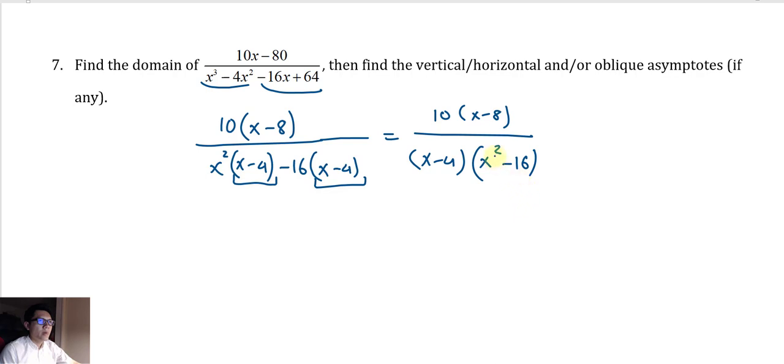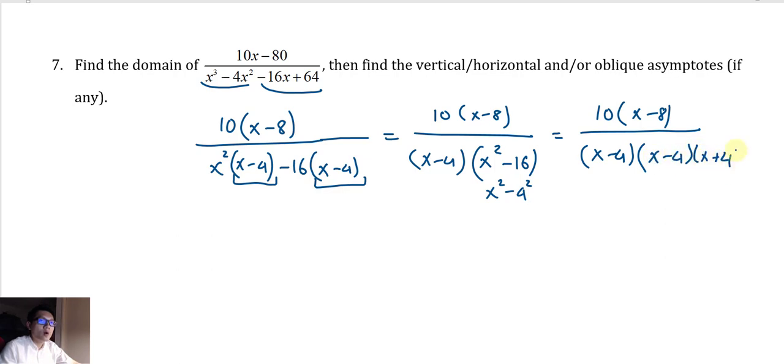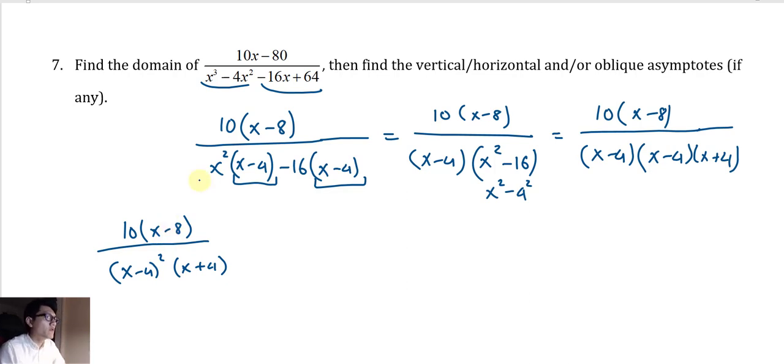And then x squared minus 16, I can further rewrite this one, x minus 4. X squared minus 16 is x squared minus 4 squared. This is the difference of two squares, so that becomes x minus 4 and x plus 4. And we can combine the x minus 4 together so that I get x minus 4 to the second power and then x plus 4. Okay, so we are good for the factored forms.